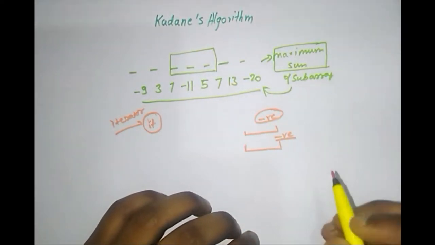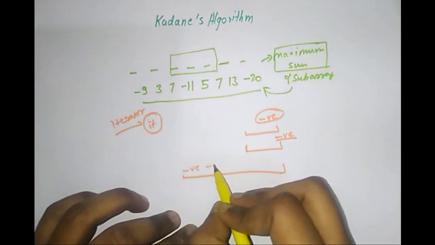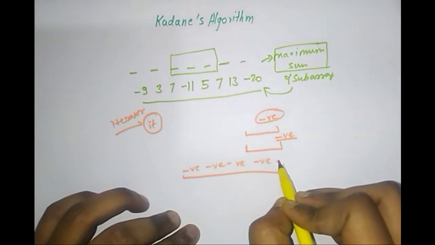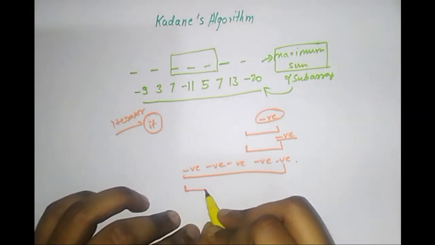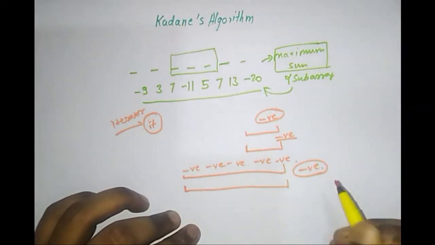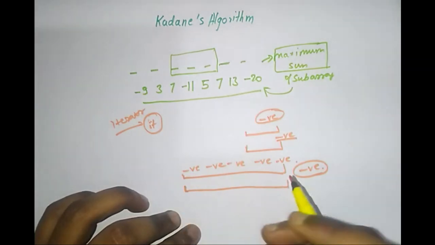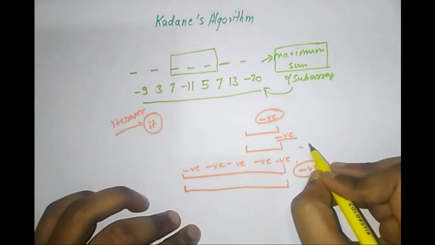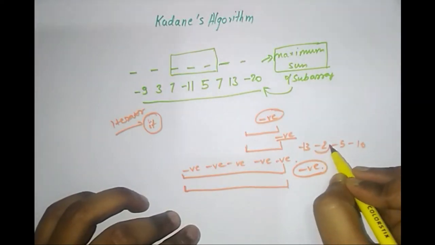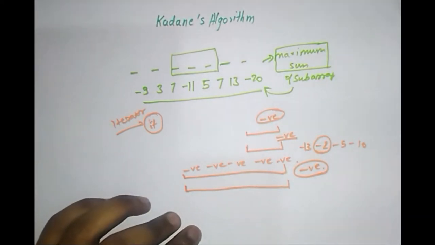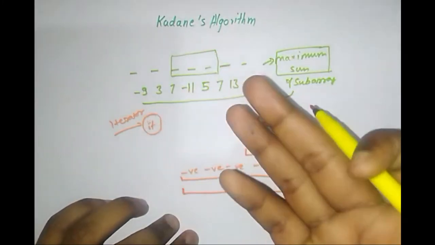Like if we are given an array consisting of all negative elements, it's obvious that the sum of the whole array will be negative. So in this case our answer will be the maximum negative element. Among -13, -2, -5, -10, we have the maximum sub array sum as -2. But now let me tell you how I will solve this problem with Kadane's algorithm.